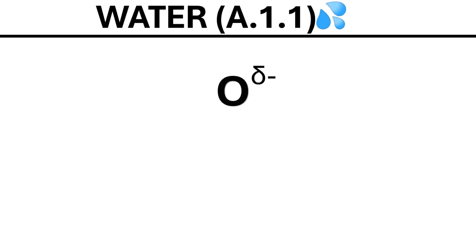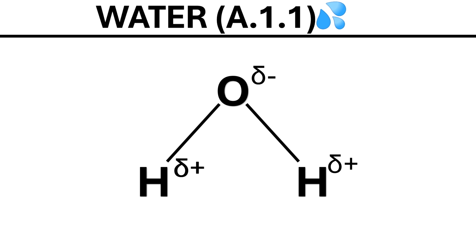We know that water is composed of an oxygen atom and two hydrogen atoms, so it is H2O. But what do these symbols right here mean, if you've seen them before? Essentially, they represent that an atom has a slightly negative charge if there's a minus, or a slightly positive charge if there's a plus.